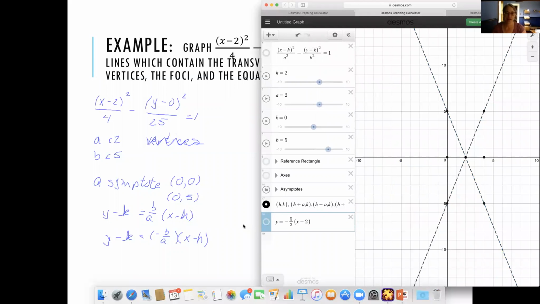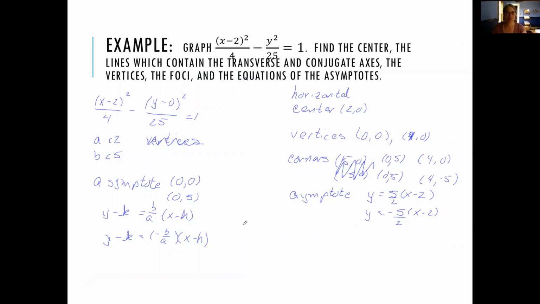All right, so now we've got our reference rectangle, the asymptotes, the vertices, and the center. We need the transverse axis. The transverse axis, remember, is the one through which the vertices lie.